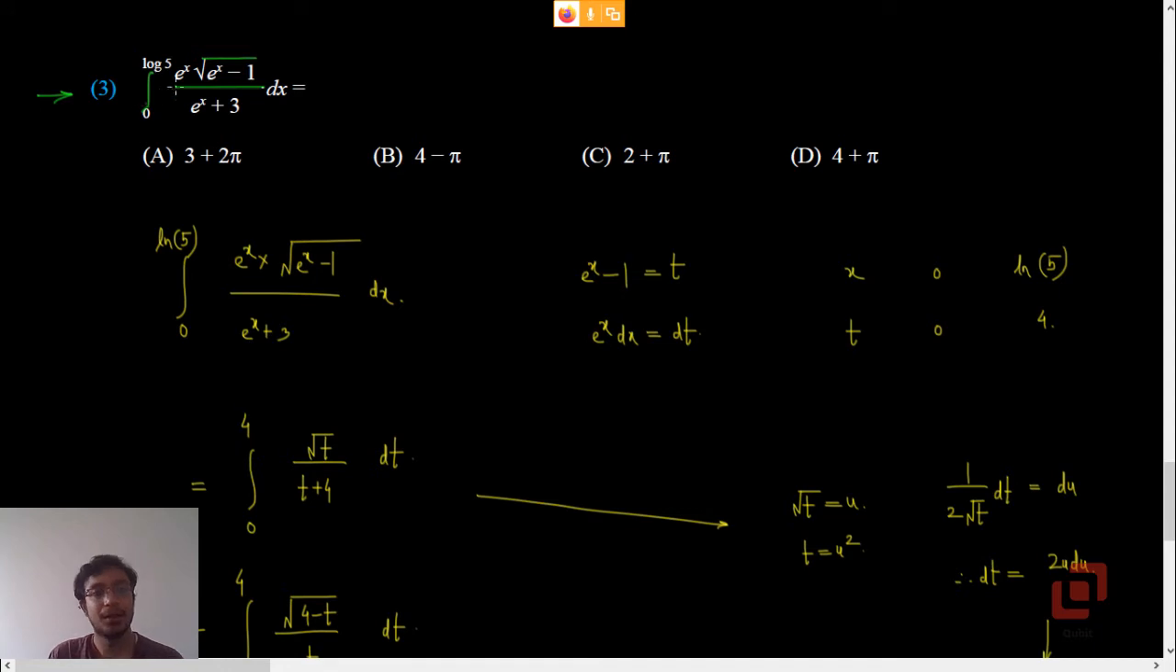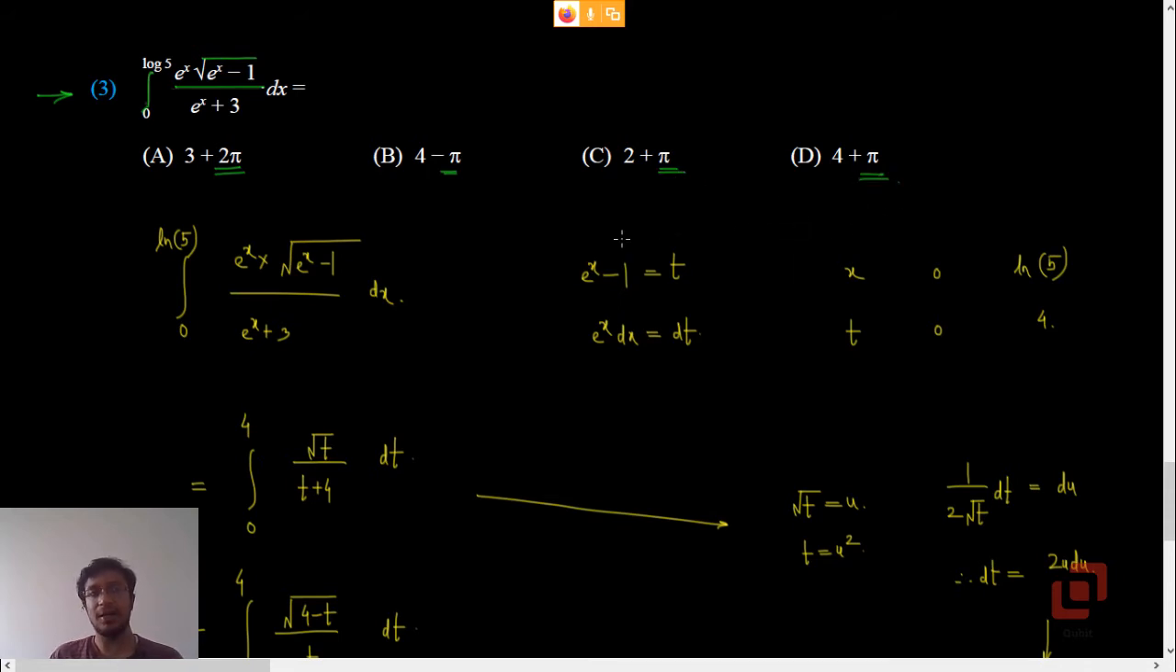Question 3. Integral of e to the power x into root of e to the power x minus 1 upon e to the power x plus 3 dx, lower limit 0 and upper limit log of 5. Option A 3 plus 2 pi, option B 4 minus pi, option C 2 plus pi, and option D 4 plus pi. Okay, now if you read the options, you will see that every option contains pi in it.